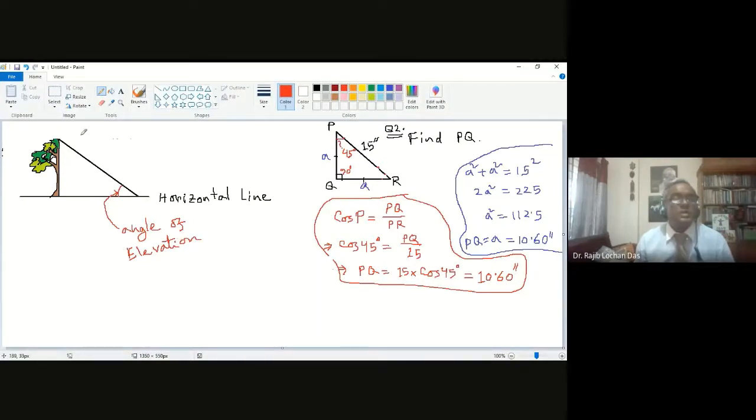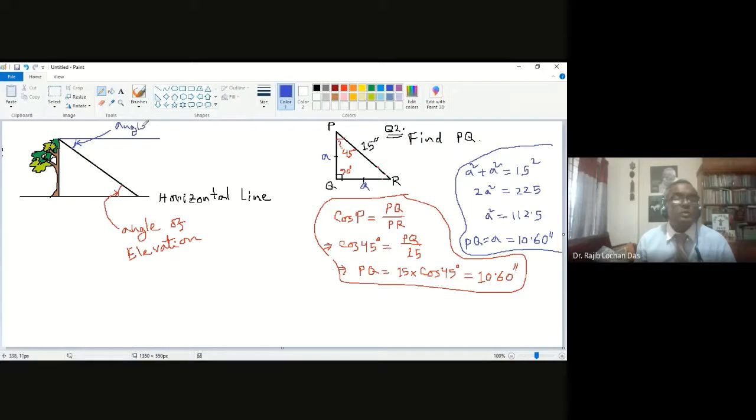That means someone is seeing from the top of the building or tree. So the bird is seeing the person. Okay, so this is the main understanding. In that case also, the angle will be measured with the horizontal line. So the horizontal line is this actually, and the angle is this. So this will be the angle of depression.